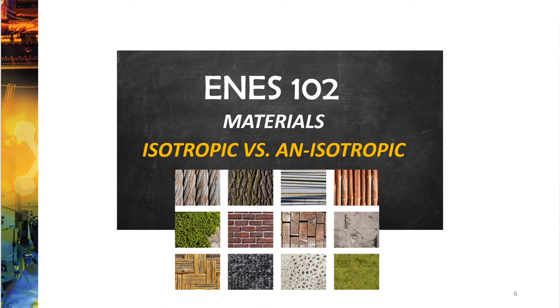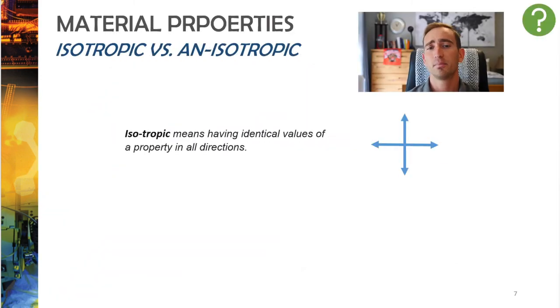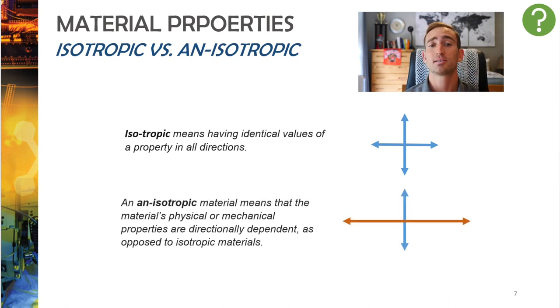Another important distinction we want to make in terms of material properties is we want to understand the difference between isotropic and anisotropic materials. So let's explore this concept a little bit because it does have big implications in the real world. An isotropic material means that a material has identical values of a particular property in all the directions. It's homogeneous. No matter which way you look, it's always going to experience the same characteristics. That would mean that an anisotropic material is a material that actually has different mechanical properties depending on the direction in which you look at it.